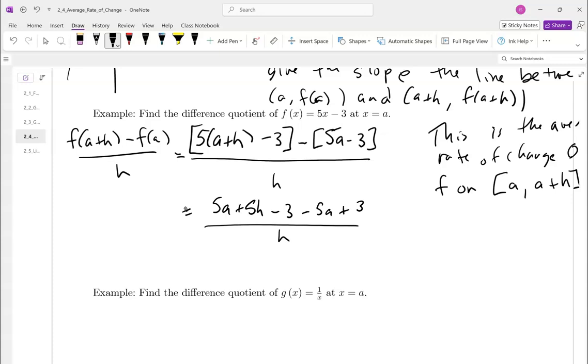What happens in the numerator? Good, the 5a's cancel out, and so do the 3's, right? And the only thing we're left with is 5h over h. And then what can we do? Yeah, the h's cancel and you get just a 5, right? We do need to make sure that that h is not equal to 0 when you do that cancellation. Because again, we cannot plug 0 in for h. So that cancellation is not valid if h is 0. But if h is not 0, then we can cancel it just fine.